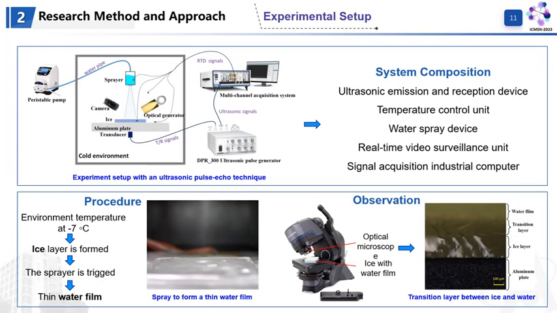The experiment system is established based on the ultrasonic pulse echo technique. The system is composed of devices such as ultrasonic emission and reception devices, temperature control unit, water spray device, and so on. To gain the ice sample, the environment temperature is set at -7 degrees. After the ice layer is formed and the ice temperature gets stable, the sprayer is triggered to form the thin water film on the top of the ice layer. As shown, an ice-water transition layer can be clearly observed by an optical microscope.